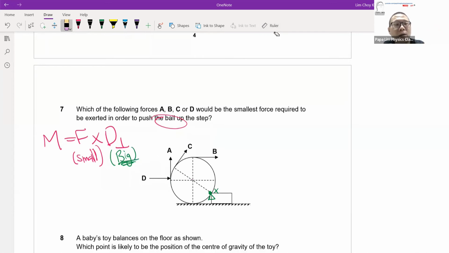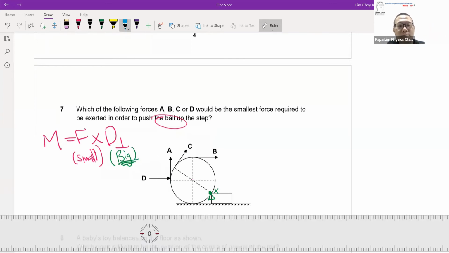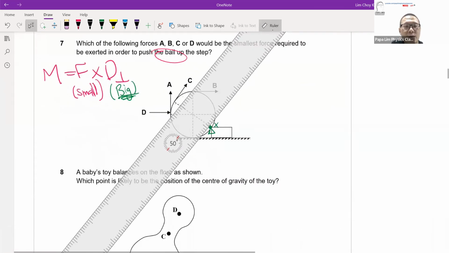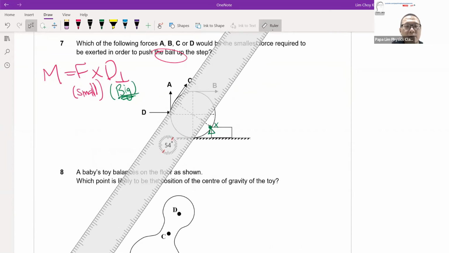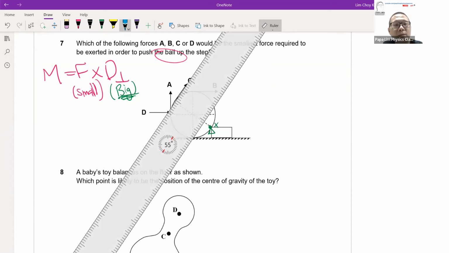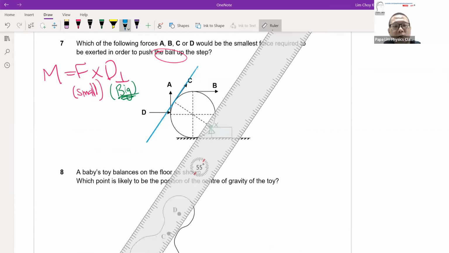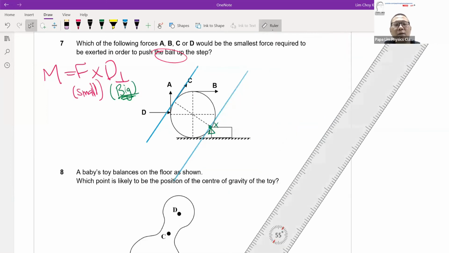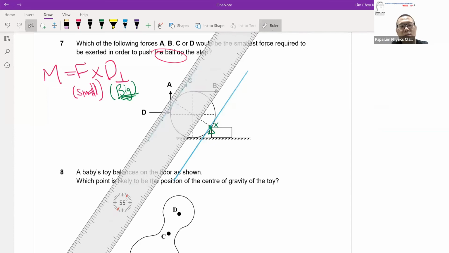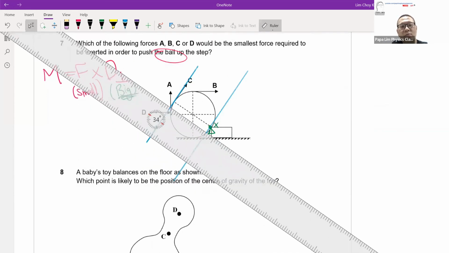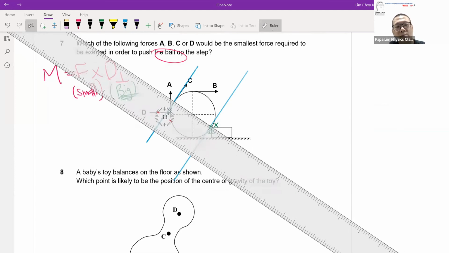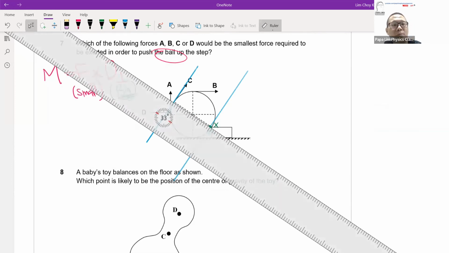But let's look at how we find the perpendicular distance. If we use option C, I copy the line of action of C and shift it to the pivot in the exact same orientation. I draw the line again, then find the shortest distance between them. That will be the perpendicular distance that I'm looking at. The perpendicular distance is the shortest distance between them.